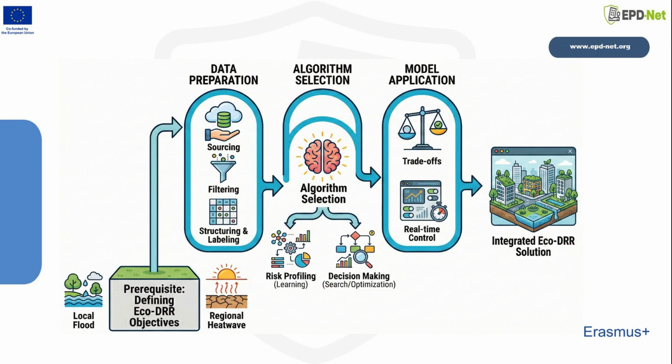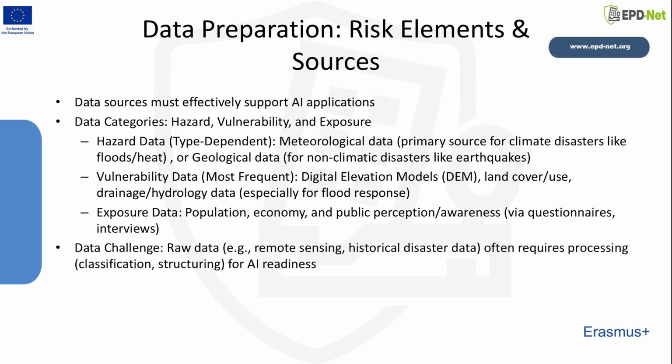The scale and type of the natural disaster risk, whether it is a site-level flood or a regional heatwave, is what dictates and guides the aims of the ECO-DRR project. Data foundation is essential for the implementation of AI applications. This slide outlines how we prepare the necessary data, which must effectively support AI applications. The data is categorized based on the 3 classical elements of disaster risk: hazard, vulnerability, and exposure.